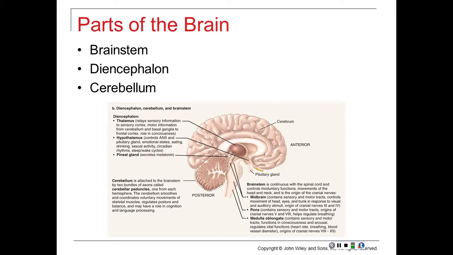So let's talk about the other parts of our brain other than the cerebrum. We have the brainstem, the diencephalon, and the cerebellum. So we'll start with the topmost structure called the diencephalon. If you were to remove the cerebrum, the diencephalon almost looks like a lollipop structure inside of the brain. It is composed of really four separate structures.